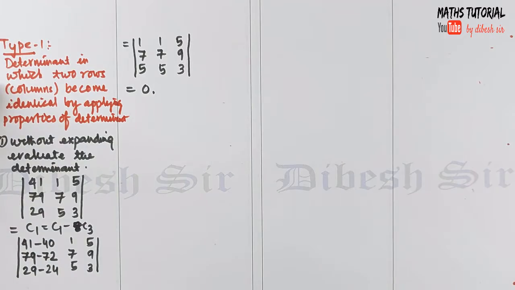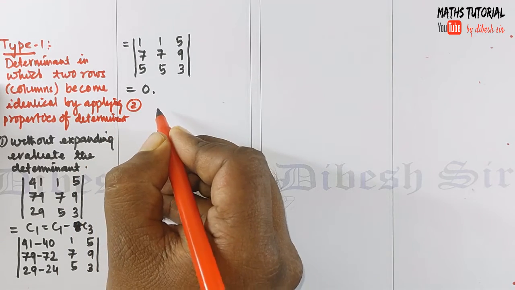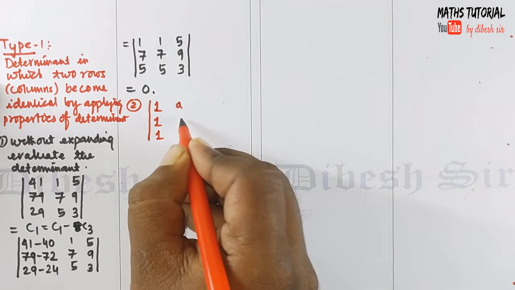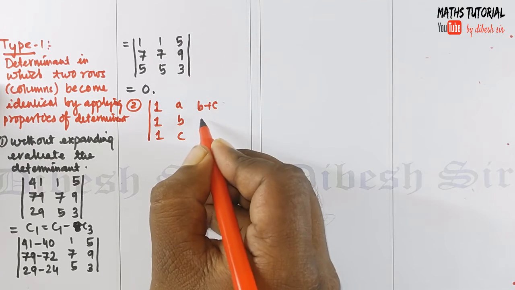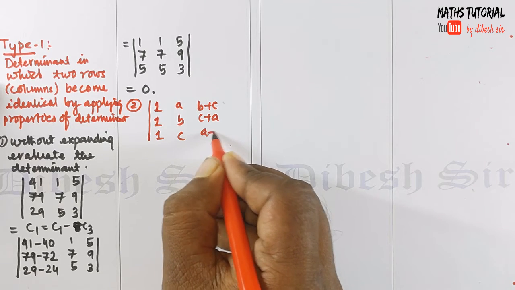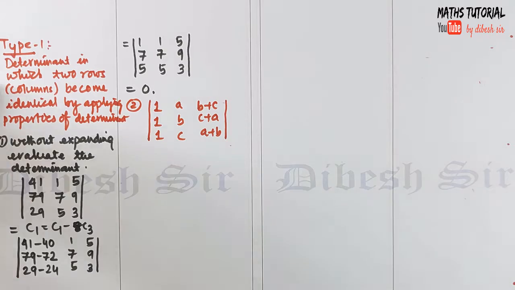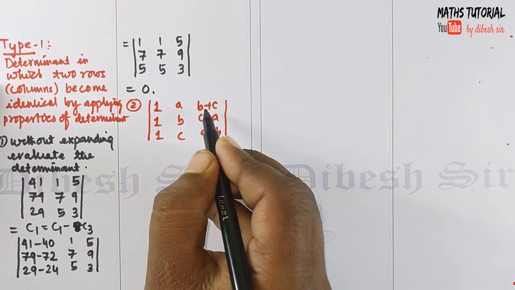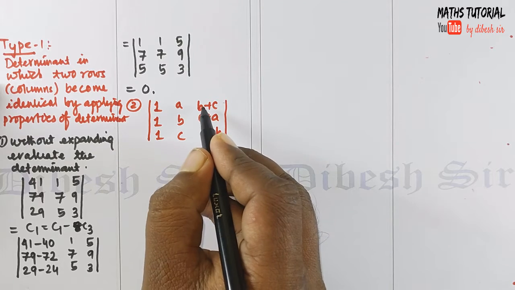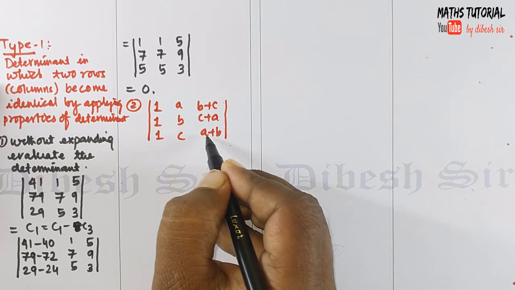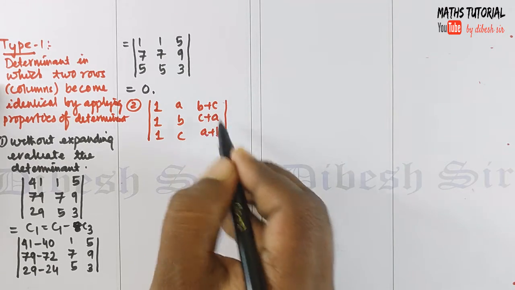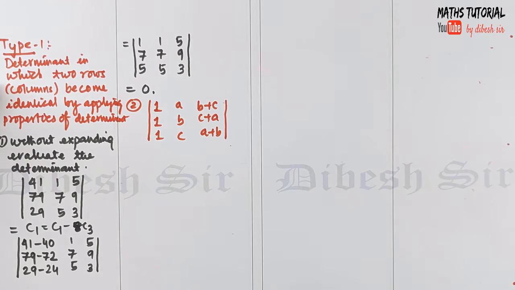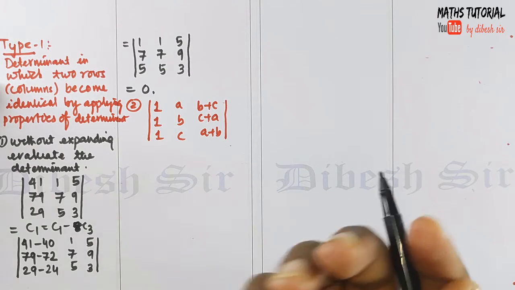Let's do another question. Question number 2. There is 1, 1, 1, a, b, c, b plus c, c plus a, a plus b. Now here if you add column number 3 with column number 2, you will get a plus b plus c here, also a plus b plus c here, and here also a plus b plus c, and you can take a plus b plus c as common. You'll get 1, 1, 1, which is identical to column number 1. Then the answer will be 0.